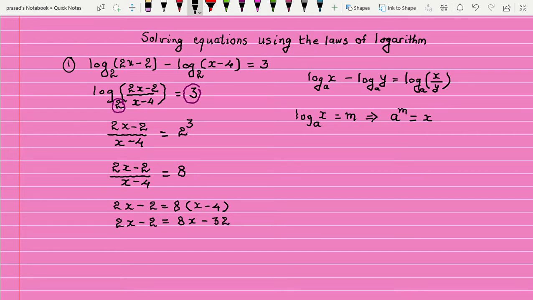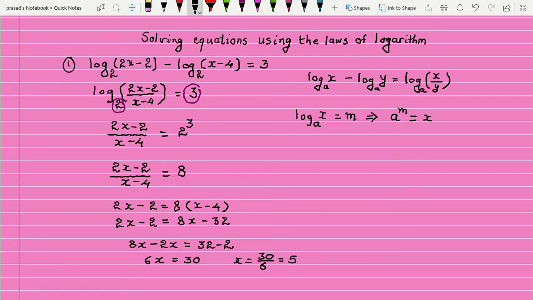And now bring the x terms together. So you get 8x minus 2x is equal to 32 minus 2, which gives you 6x is equal to 30, that is x is 30 divided by 6, that is equal to 5.